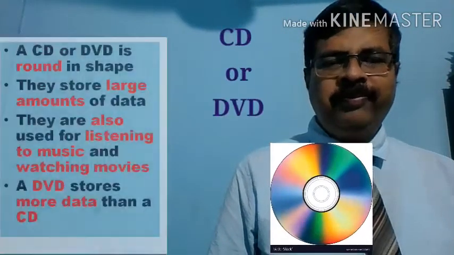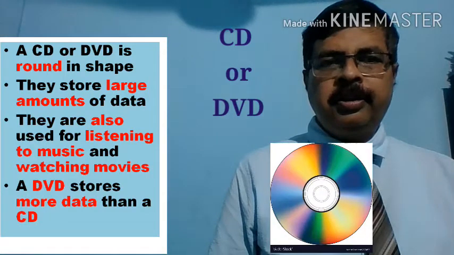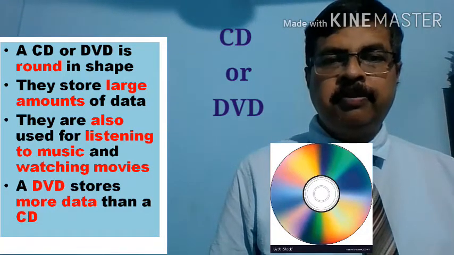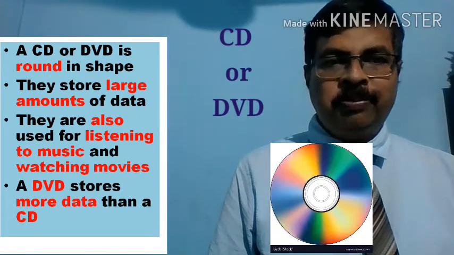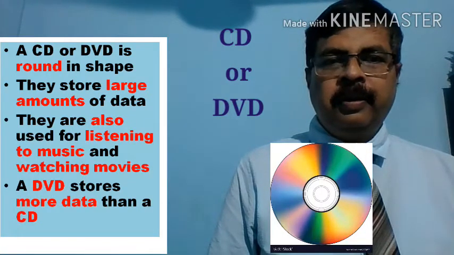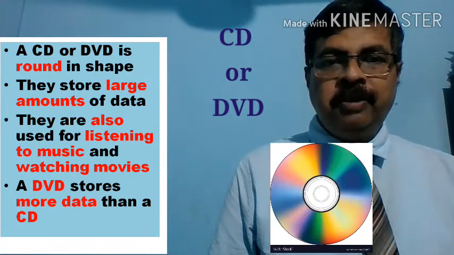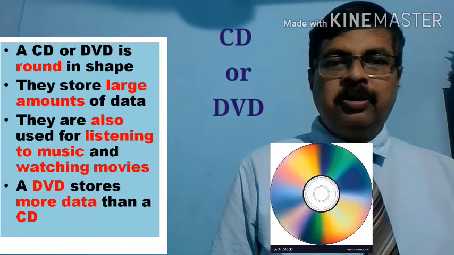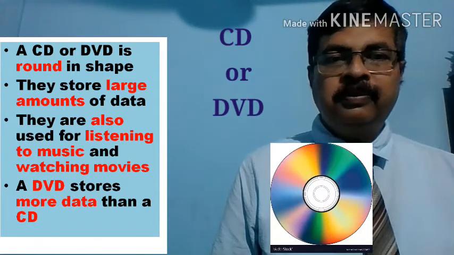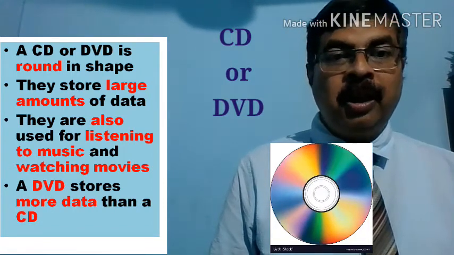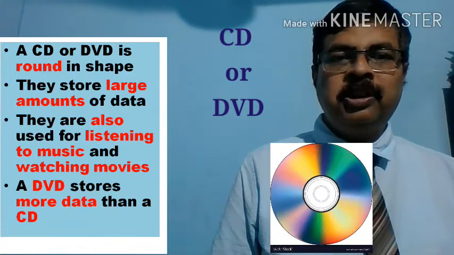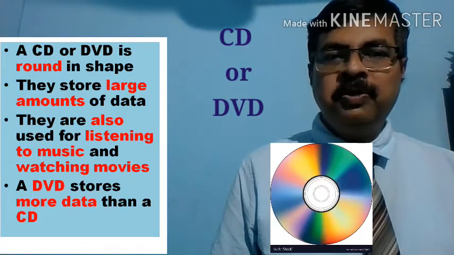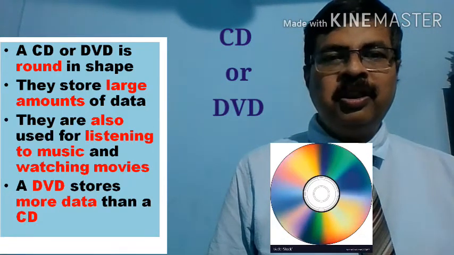CD, DVD. Now CD and DVD are not one thing. CD is something and DVD is something. They are both round in shape. Now the third point is a DVD can store more than a CD. They can store a good amount of data. Well, not much compared to a hard disk. Nothing can store as much as a hard disk. A DVD can store a few movies. A CD can store only half a movie.